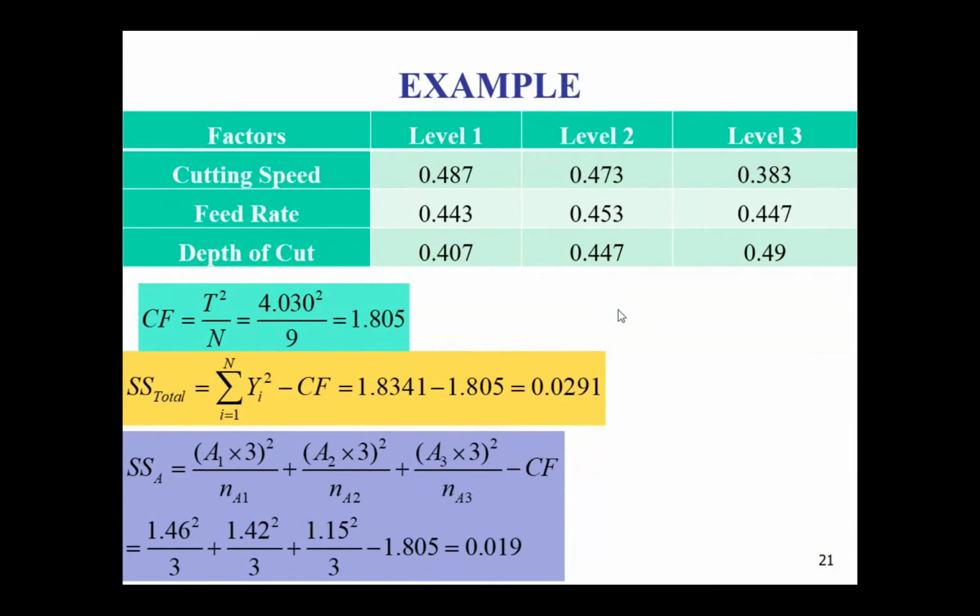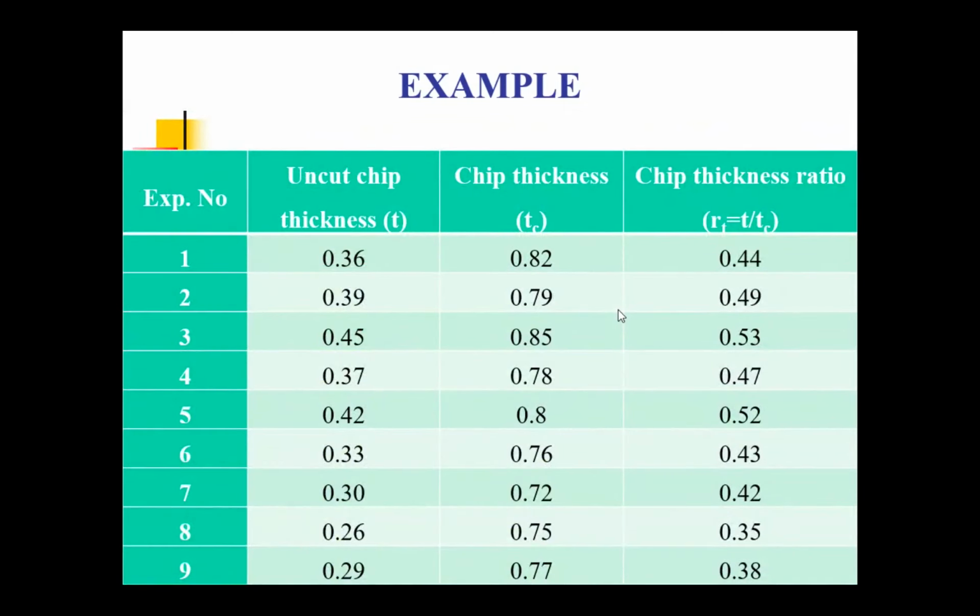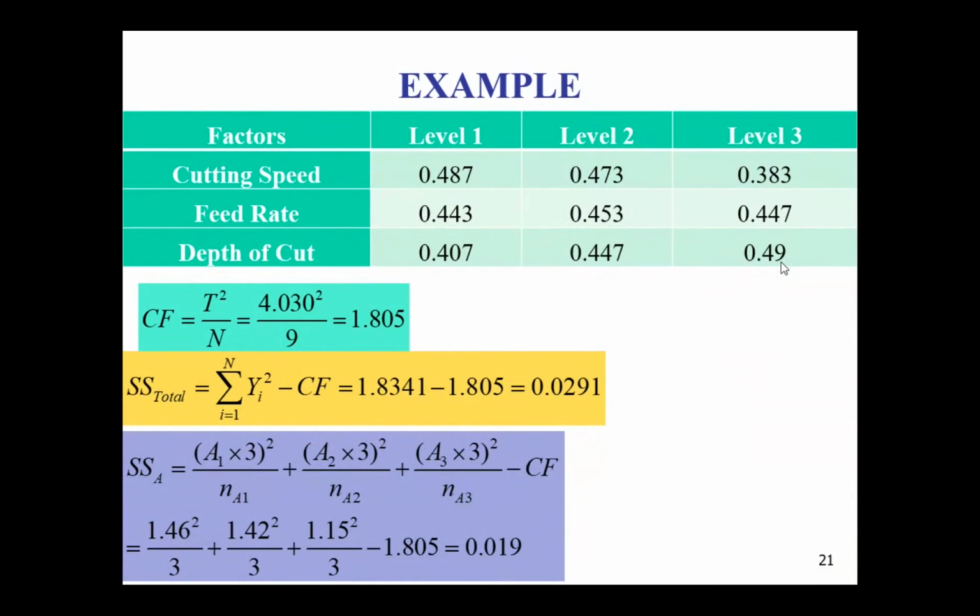The total of all these values is 4.030. That is, these chip thickness ratio values: I am going to add 0.44 plus 0.49 plus 0.53 plus 0.47 plus 0.52 plus 0.43 plus 0.42 plus 0.35 plus 0.38, which is equal to 4.030. That I am going to square and divide by 9. What is this 9? In L9, we are going to have 9 experimental trials. So I am going to use it as 9.